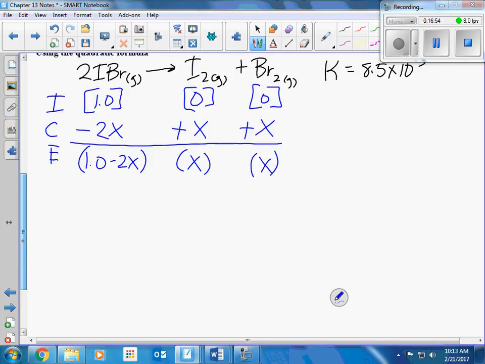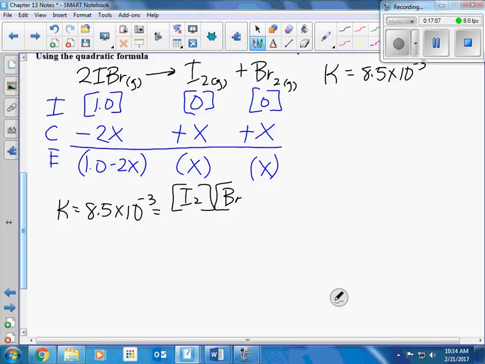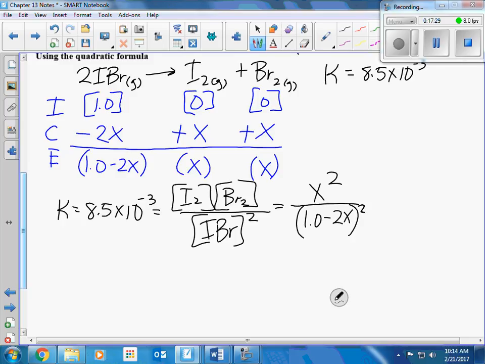Okay, so my equilibrium expression. I have K is equal to 8.5 times 10 to the negative third. I know that it's the concentration of iodine times the concentration of bromine over the square of the concentration of iodine monobromide. So I can go ahead and substitute in my equations. So this is going to be x times x, so this would be x squared over 1.0 minus 2x squared.